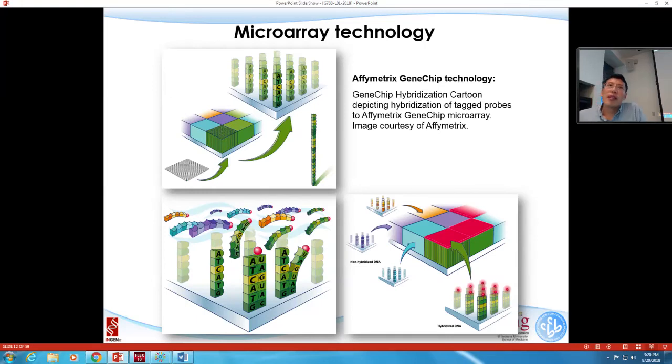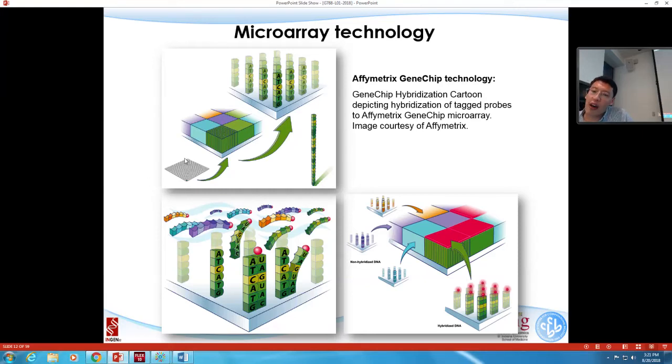So the next technology I mentioned a little bit is the microarray technology. Okay, how many of you have heard about microarrays? Used that before? How many of you have used that? Okay, yeah, I got a few in the audience who have used that. So let me introduce very briefly what this technology is about.